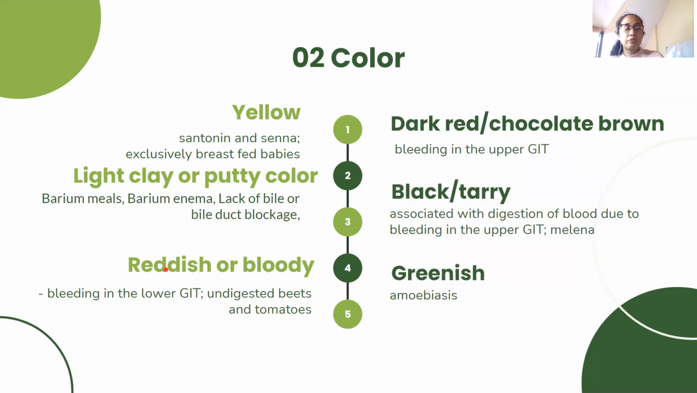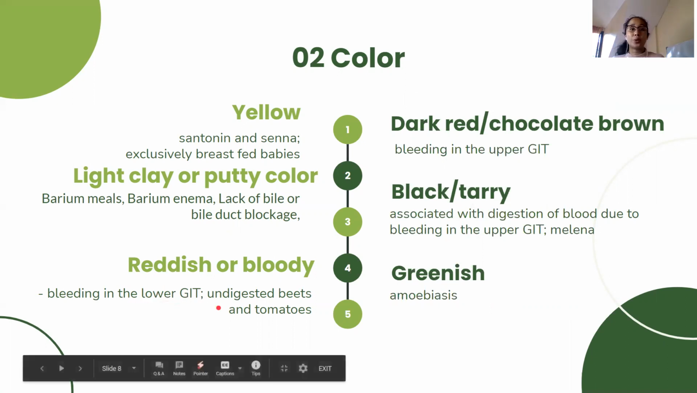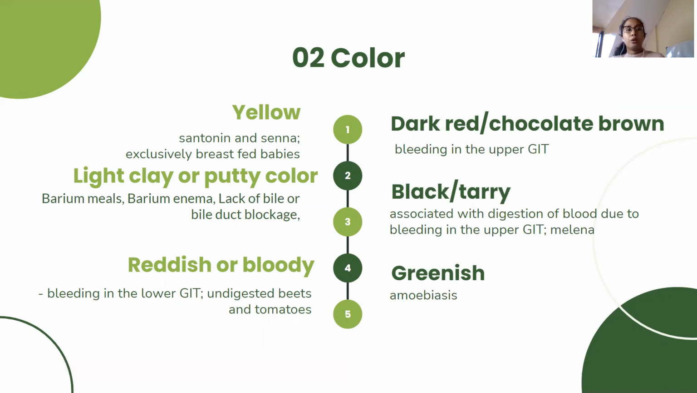So class, we also have reddish or bloody. These are blood which are seen by the naked eye. Usually, class, this is bleeding in the lower gastrointestinal tract. So check, class, if there is blood in your stool. What else, class? Undigested beets and tomatoes. What else, class? If you eat dragon fruit, your poops can turn red.